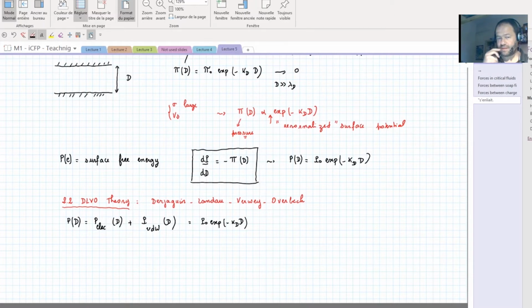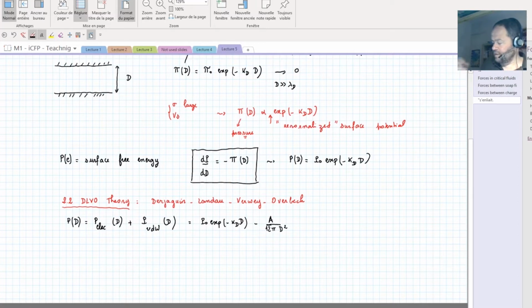Something over d square, the Hamaker constant over 12 pi d square, or yes, something like that. Exactly. The Hamaker constant over 12 pi d square and with a minus sign, because two surfaces were attractive when it was a symmetrical case. Okay with that? So this is the DLVO surface free energy.